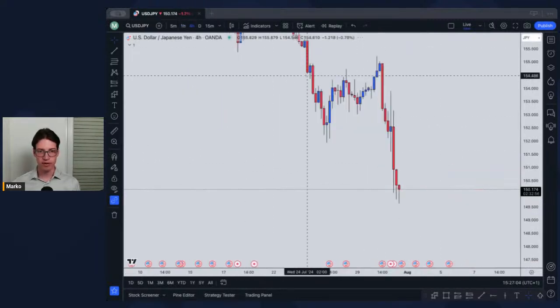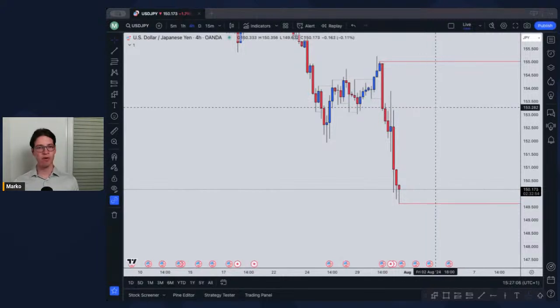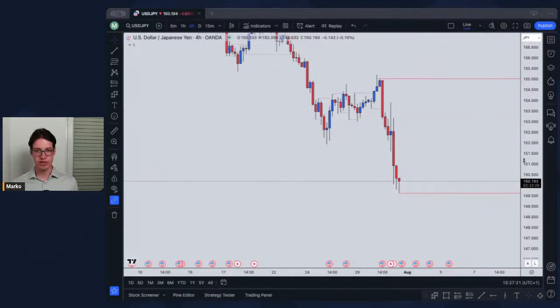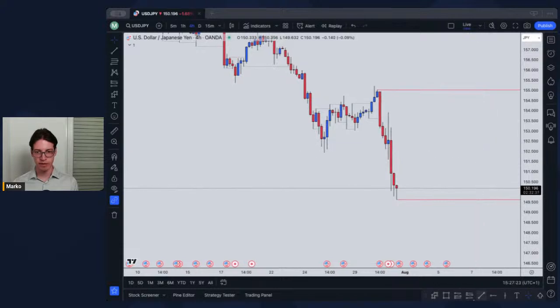4 hour, I usually stick to the 1 hour. I only live trade on the 1 hour chart, but for viewer analysis, for your requests, I usually do the 1 hour, the 4 hour, and the daily chart as well, just to make things a bit more interesting. 4 hour looks extremely bearish. Big leg down.